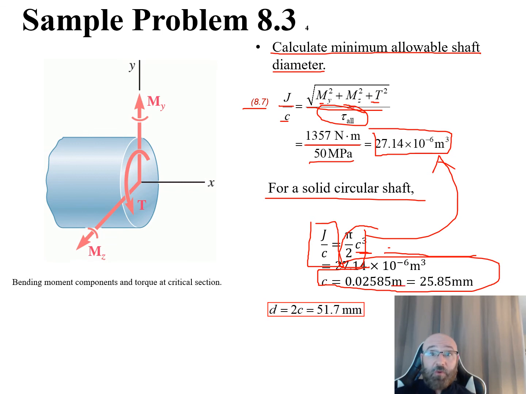So from this, what we can do is plug back in and say that our diameter is equal to 2C. So we can now solve for our diameter. If we multiply our C by 2, that gives us the diameter, because C goes from our central neutral axis out to the outer surface. So our diameter is 2 times that, which gives us a diameter of 51.7 if we convert back to millimeters.